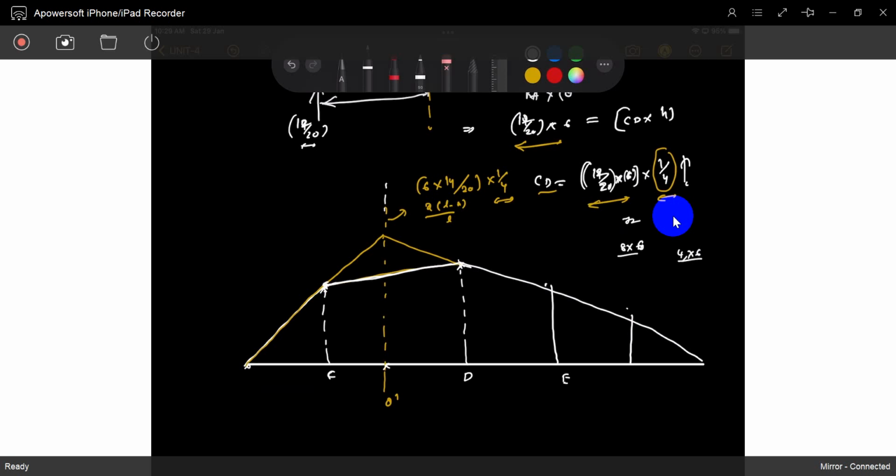Understand? The 6 into 14 divided by 20 into 1 by 4. You can write it down. So everything is tension force. Understand? So that's why we have to join at C and D. We have to reduce it. There is no joint in between. You can get this diagram like this. When the load is at C, when the load is at D, when the load is at E, when the load is at F. This is B. You can get this value.